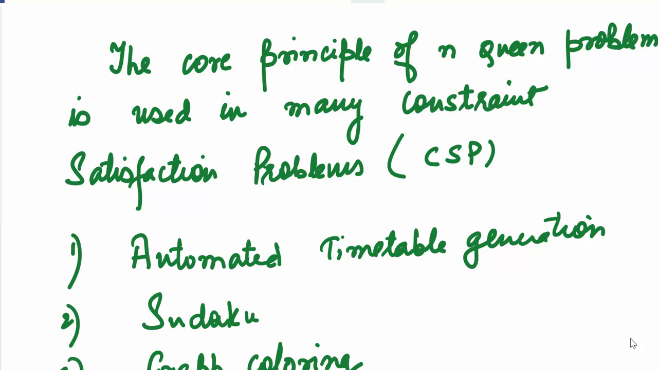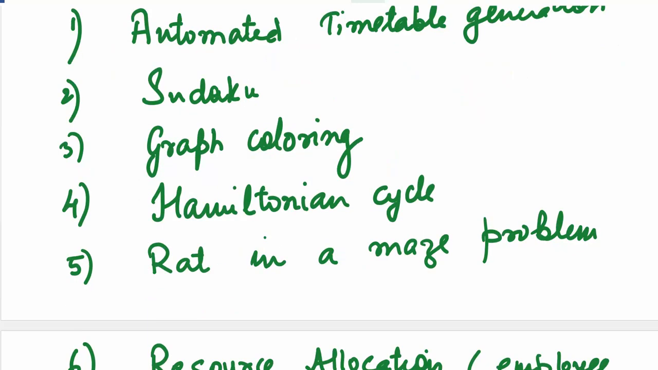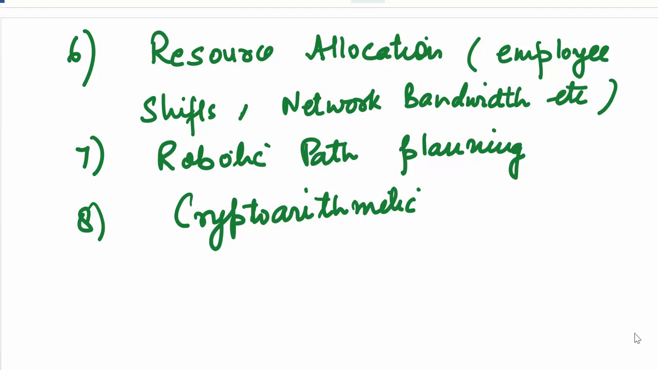The core principle of the n-queen problem is used in many constraint satisfaction problems like automated timetable generation, in Sudoku, in graph coloring, where we are supposed to assign colors to vertices of a graph such that no two vertices have the same color, in Hamiltonian cycles, in puzzles like the rat in a maze problem, in resource allocation, whether it is employee shifts which have to be allocated or network bandwidth where we allocate communication channels to avoid signal interference, robotic path planning, crypto arithmetic, etc.